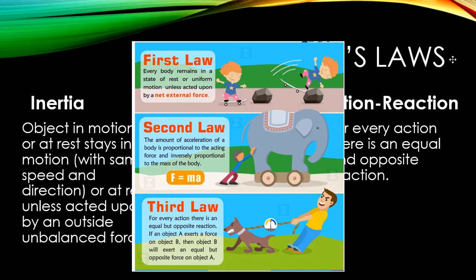The second law has the elephant there, and so because there's more mass on that elephant, that person's going to have to push with more force in order to get the cart to move. If there were a mouse on that cart, then the person would have to push with less force to get the cart to move. And our last picture shows for every action there's an equal and opposite reaction. So the force of the dog going to the left is equal to the force of the man pulling towards the right.